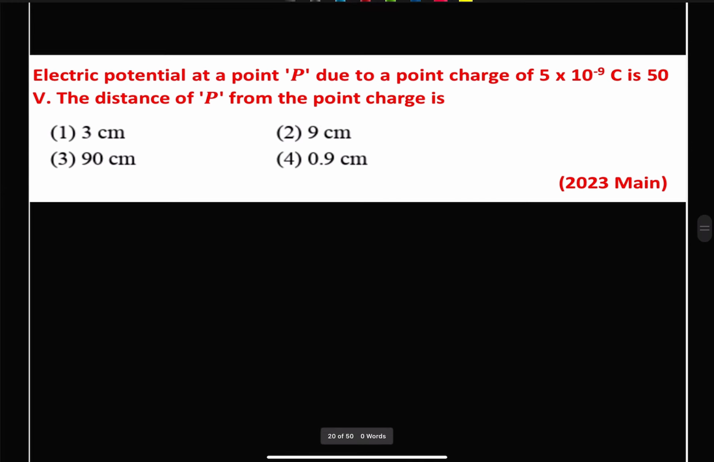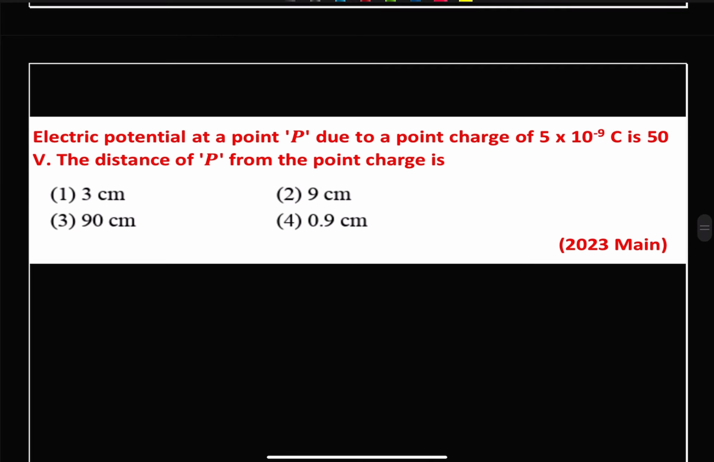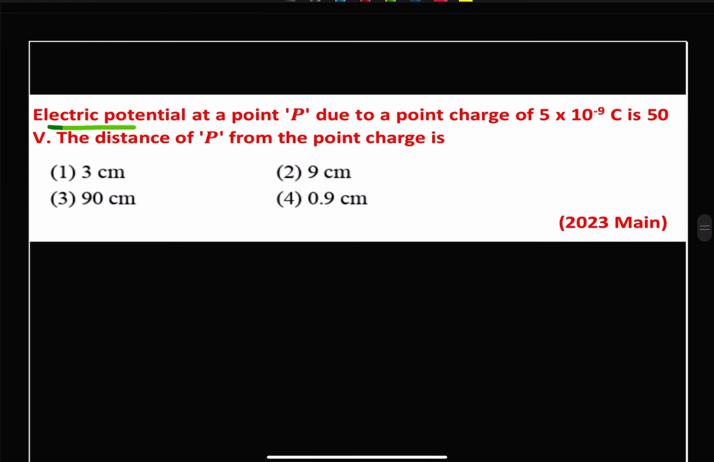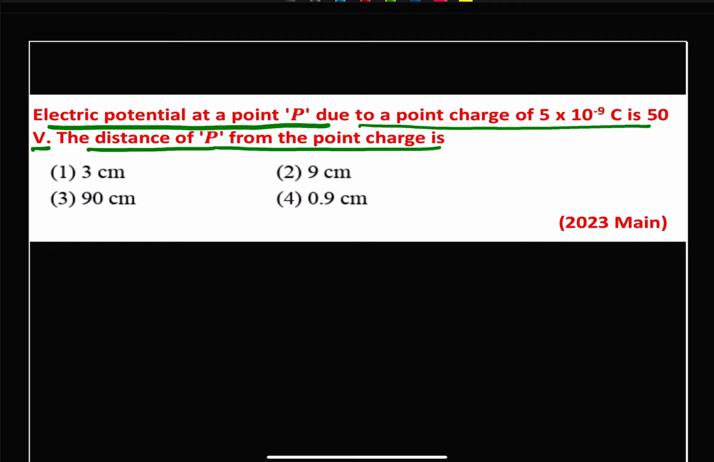It states that the electric potential at a point P due to a point charge 5 into 10 to the power minus 9 coulomb is 50 volt. The distance of P from the point charge is. So basically it is quite straightforward, directly based on the formula.